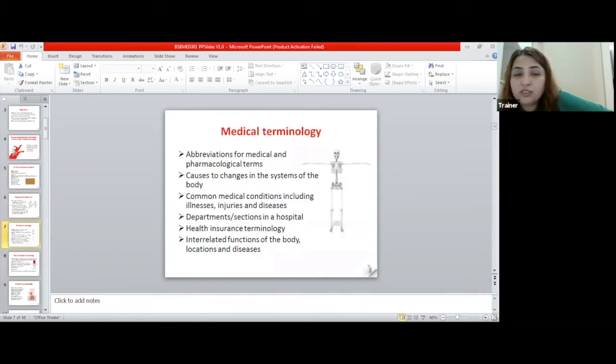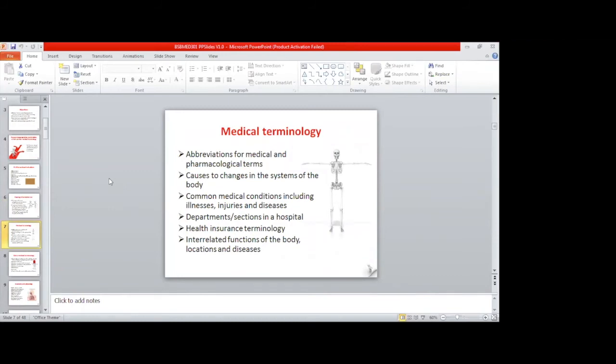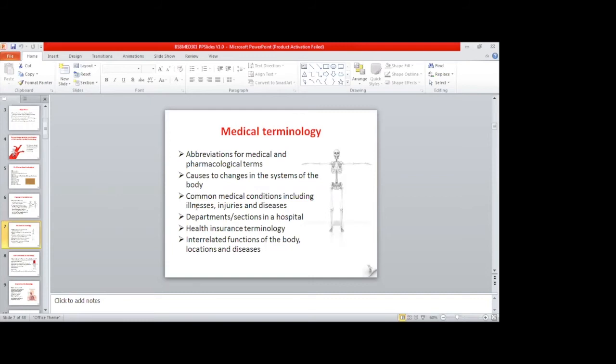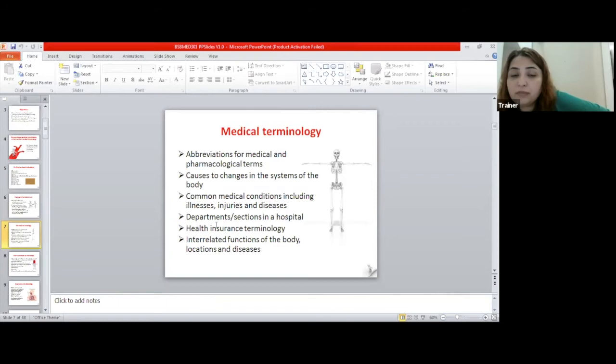Medical terminology. We started off with a few. Abbreviation means short forms. Can everybody see the screen that I'm sharing? Yes. So abbreviations are short forms. Common medical conditions, departments. Like we said, ED is emergency department. ICU, intensive care unit. OT, operation theater.